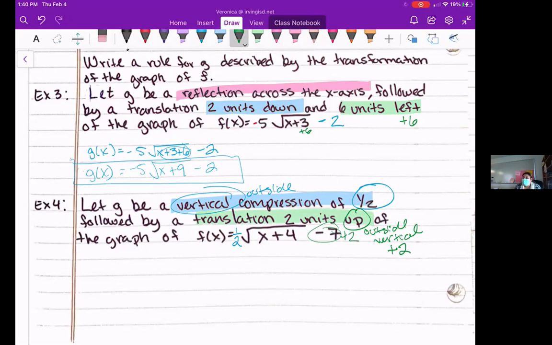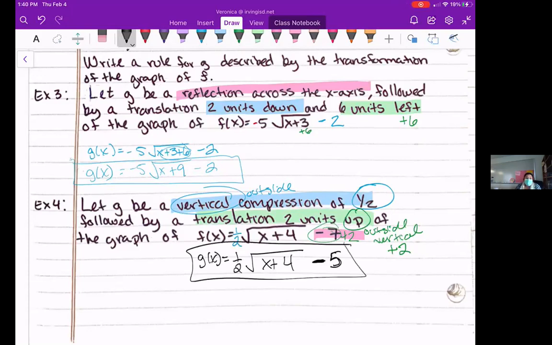And that was it. So now all we have to do is simplify. The only thing here to simplify is -7 plus 2, which is going to give you a -5. So we're going to have g of x is equal to 1/2 times the square root of x plus 4, minus 5. You're done. That would be your new rule.